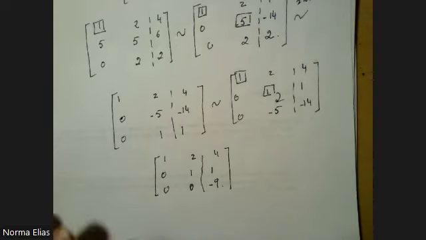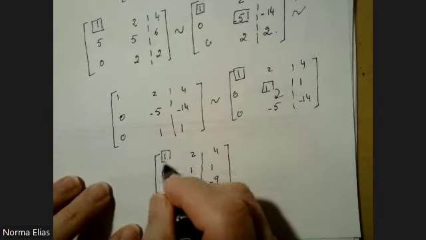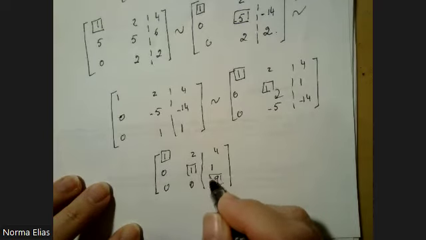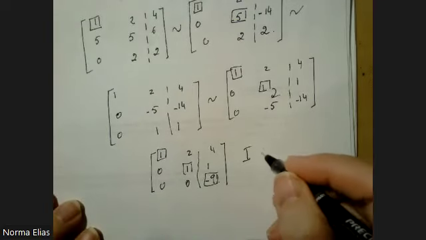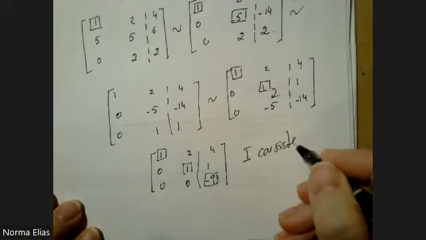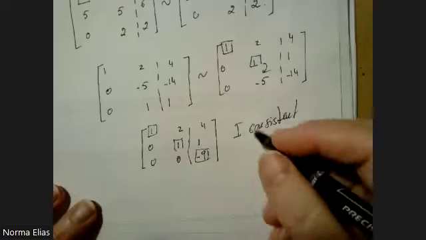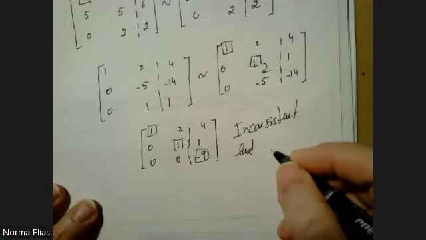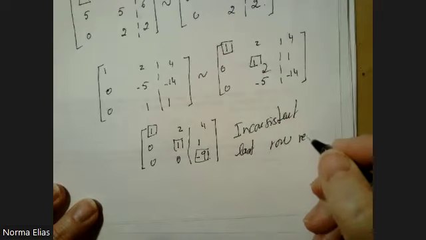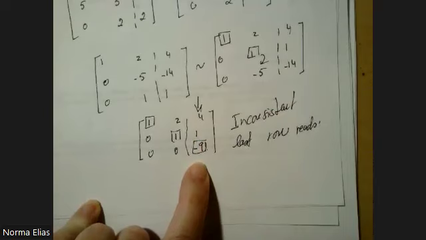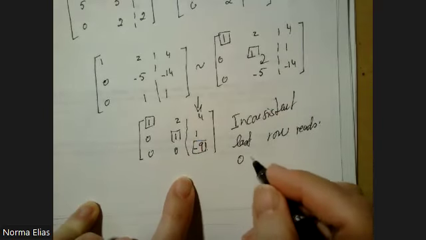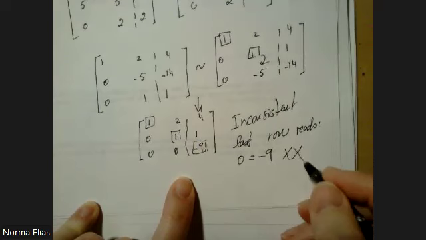Okay, what does this mean? Immediately, what can you say? Absolutely inconsistent. Inconsistent because the last row reads, so we have a pivot in the augmented column, definitely inconsistent, 0 equal to 9.